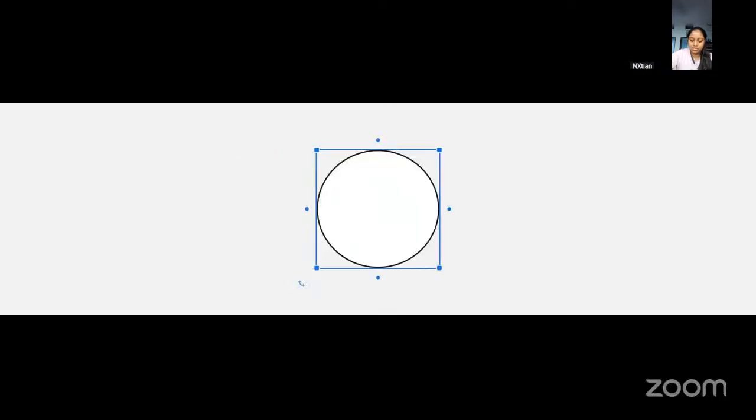Today we will start a new chapter, fractions. First with the meaning of fraction. What is a fraction that we are going to see?